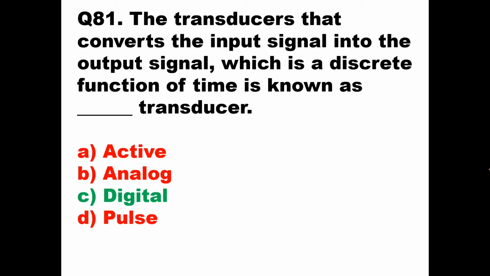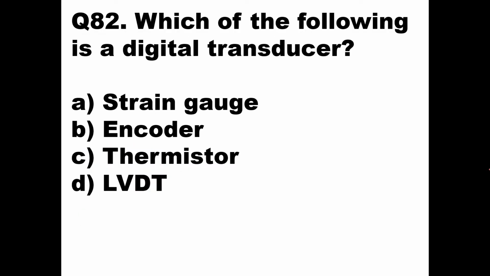The transducer that converts the input signal into the output signal, where the output signal is a discrete function of time, is known as a digital transducer. Okay, then we'll go to the next question, question number 82. Which of the following is a digital transducer?